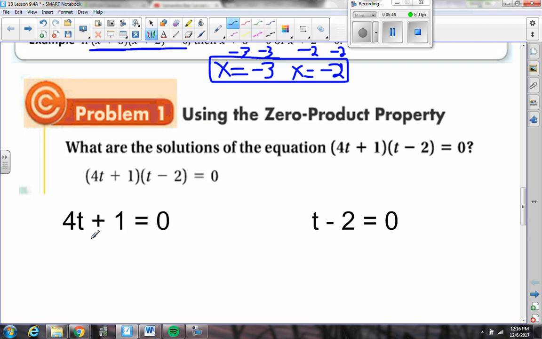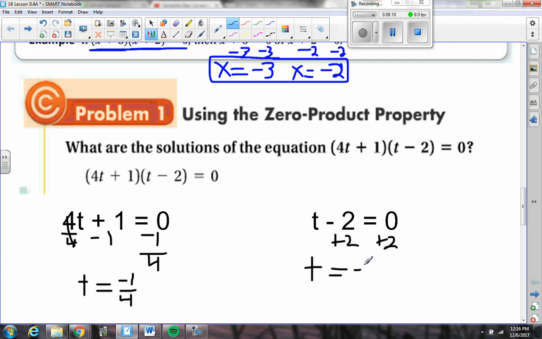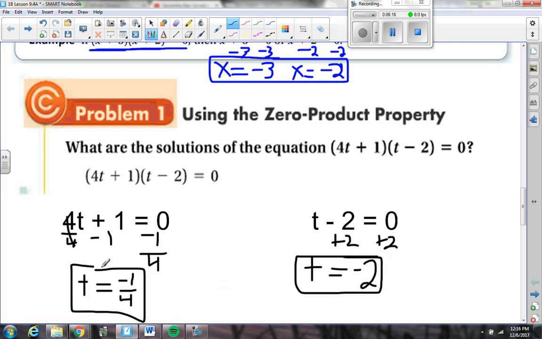If we solve this one by minusing 1 and then dividing by 4, we get that t is equal to negative 1/4. And on this side, if we add 2 on both sides, we get that t is equal to 2. And those would be my two solutions, that one and this one.